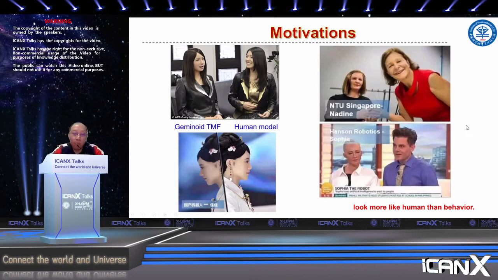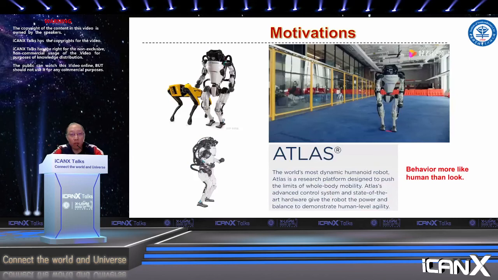For robots, another direction is to make the robot behave more like humans. Here is the most advanced company in this area, called Boston Dynamics. Boston Dynamics developed the most advanced robots that can behave very much like humans. You can see here that they developed several kinds of robots, and some of them are even commercially available. That's amazing, right? From their website, you can see that they call this robot Atlas, the world's most dynamic humanoid robot. Atlas is a research platform designed to push the limits of whole body mobility.